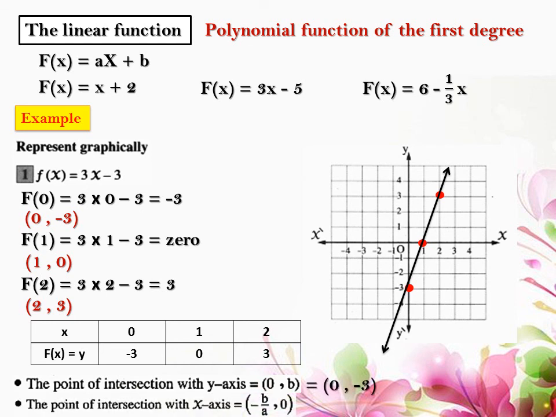Secondly, the point of intersection with the x-axis, the rule of it is negative b over a, and 0. b is negative 3. Negative of negative 3 is 3. 3 over 3 equals 1. So the point of intersection with the x-axis is 1 and 0.